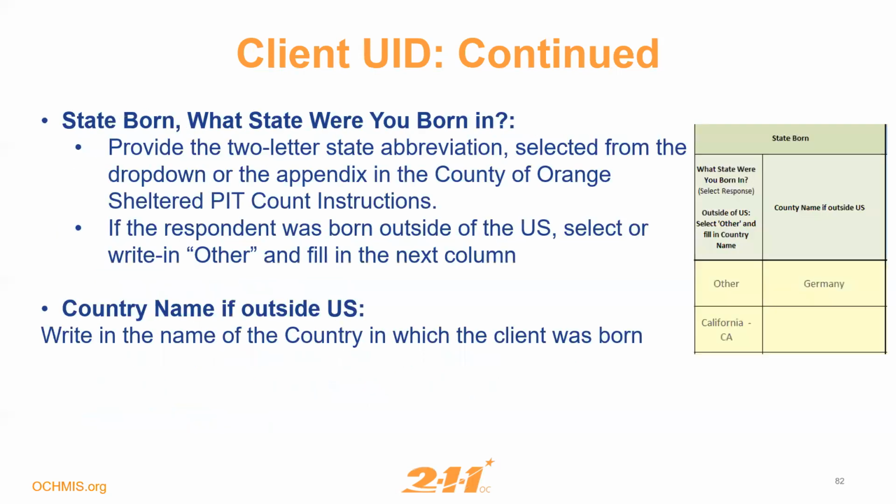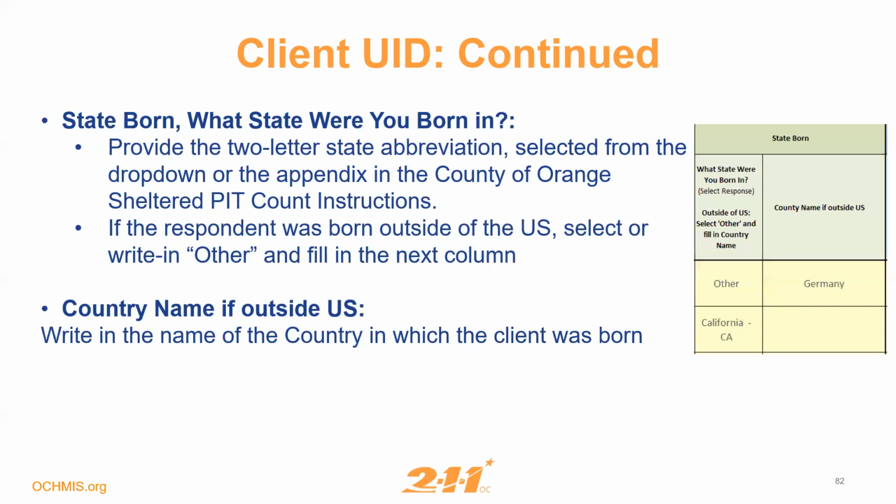And then continuing with the client unique identifier section, we want to know what state your client was born in. So you will provide the two-letter state abbreviation selected from the drop-down or from the appendix in the County of Orange Sheltered Pit County instructions. If the respondent was born outside of the U.S., you will select or write in other and then fill in the next column. So if you look at this example, we have two clients. In the top row, this client was born outside of the U.S. So for the what state were you born in question, they typed in other. And then for the country name, if outside of the U.S., they typed in the country they were born in.